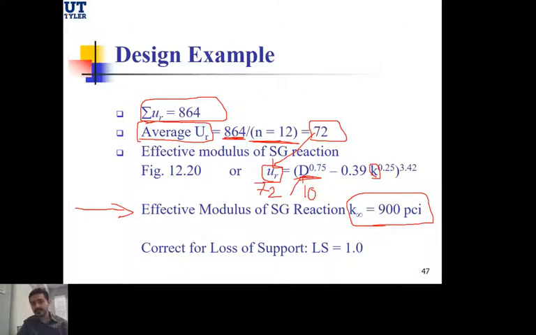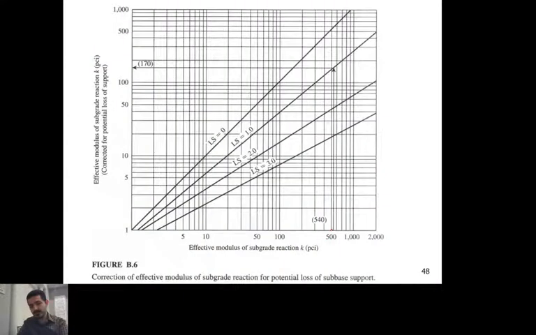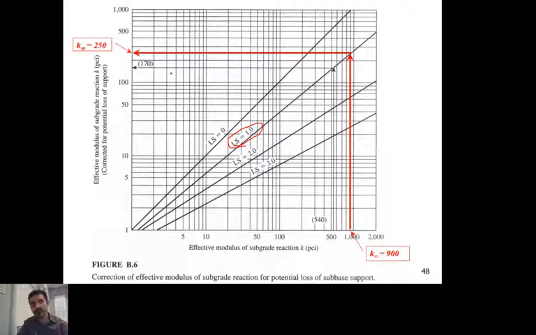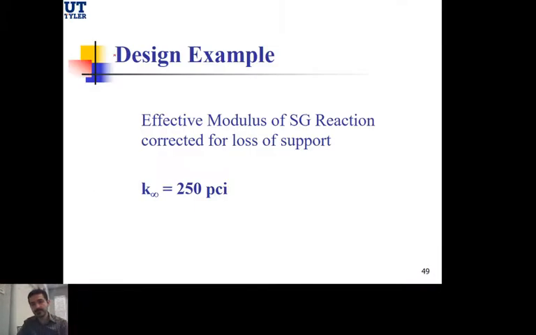The last correction to do has to do with the K value and the loss of support. I was told that the loss of support is equal to 1. So I would go now from 900 all the way up to the line that corresponds to loss of support equal to 1, and therefore the K infinity is equal to 250. So this is the number that I'm going to need for my design, based on my assumptions that may or may not be close to reality.